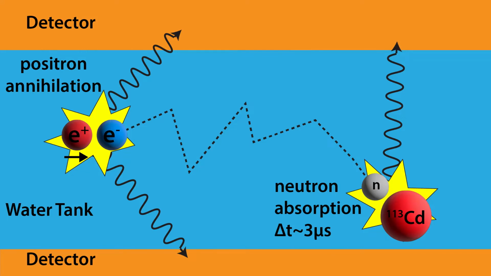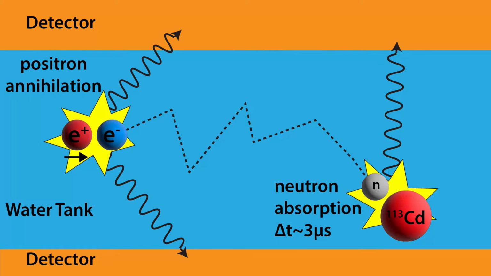The second part of your signal comes from the neutron that's produced. And this bounces around in the water for a little while until it encounters a cadmium nucleus, where it gets absorbed and causes the cadmium nucleus then to emit a single gamma ray, but that gamma ray comes a few microseconds after the two gamma rays from your positron annihilation.